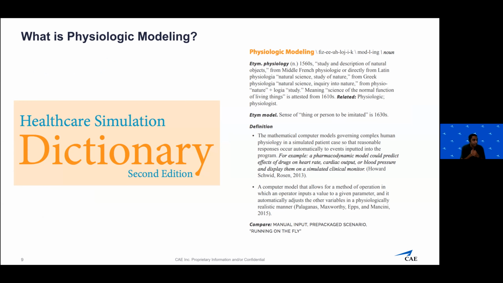So it's the study or description of natural objects, and it's governing complex human physiology in a simulated patient case so that you have reasonable response automatically to events inputted into the program, right? So a good example that we often utilize is when I give a dose of a drug, the system automatically knows the behavior of that medication and starts to behave in the same fashion you would see for that.